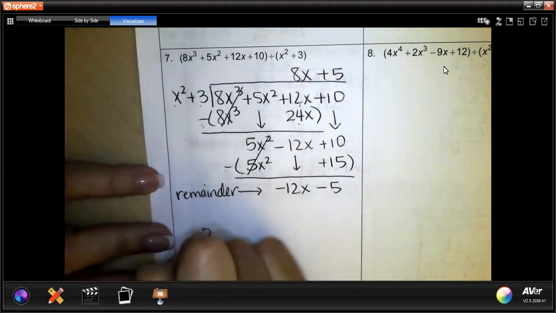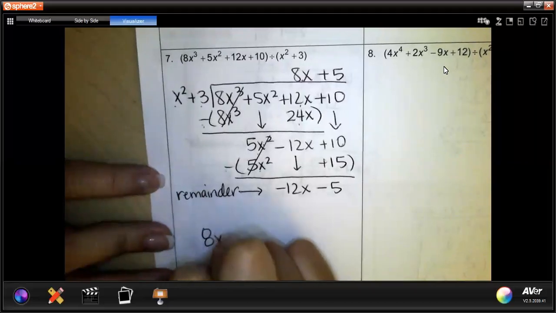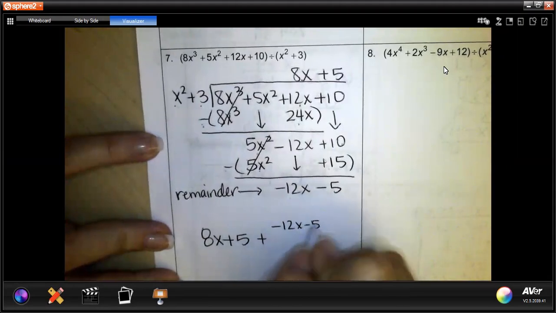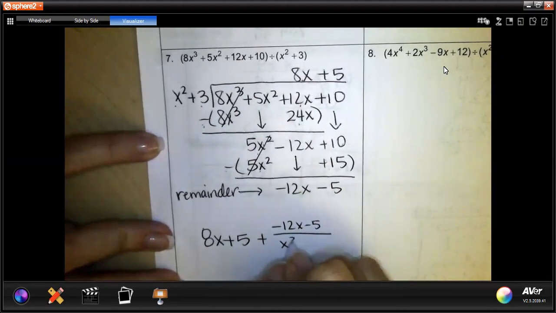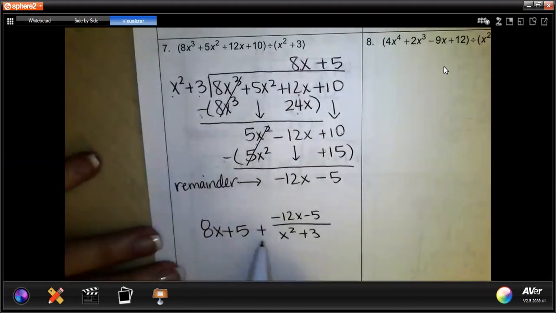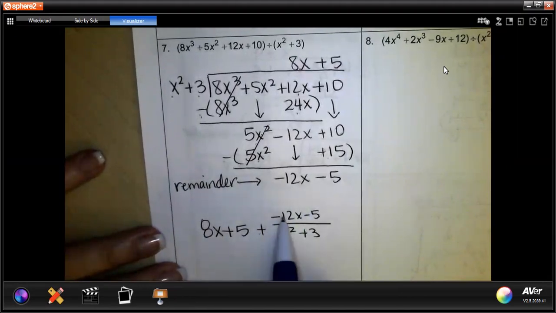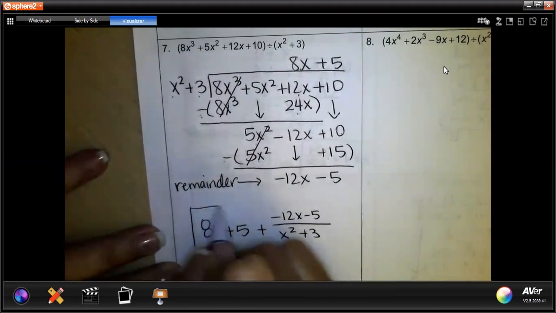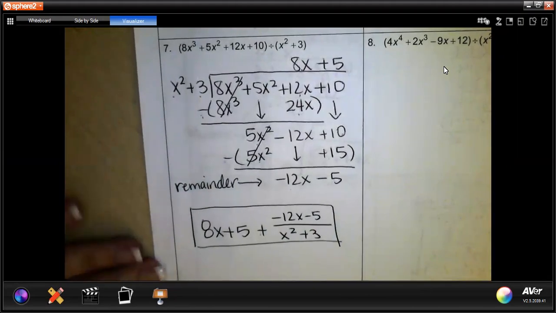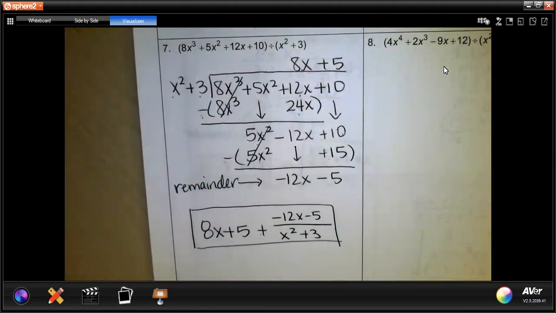And so my answer here would be 8x plus 5 plus a negative 12x minus 5 over x squared plus 3. This is where I was telling you that you could put the sign out here, but then it gets weird. If you put a minus here, you would have to distribute it to both of these. So both of those would become plus. That's why it's sometimes just easier to put the plus there and leave the signs alone for the remainder. There is our answer. That is long division.